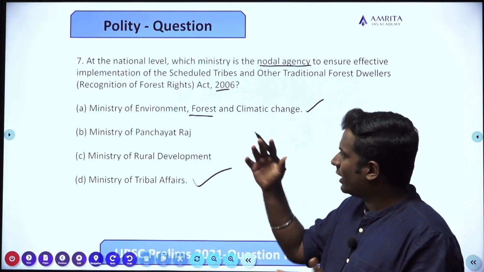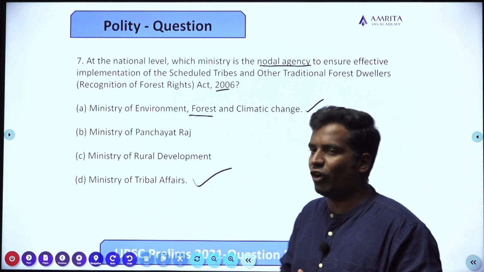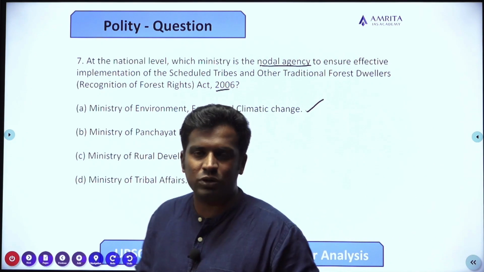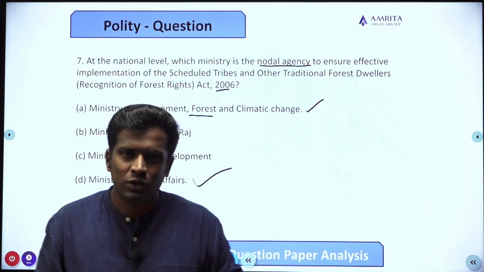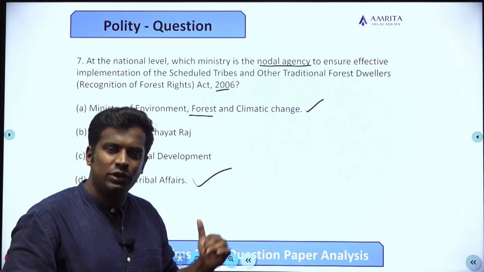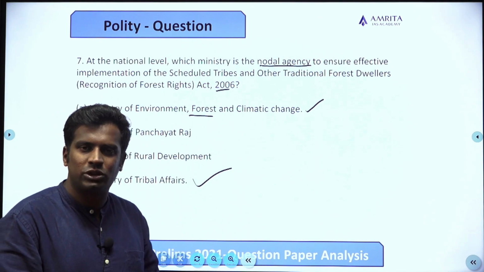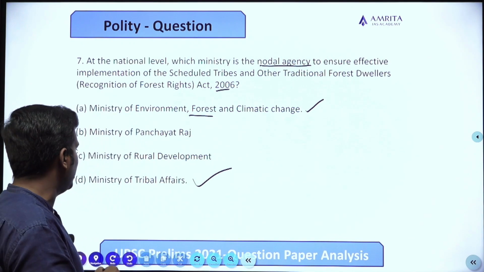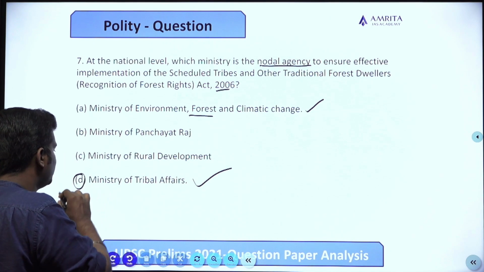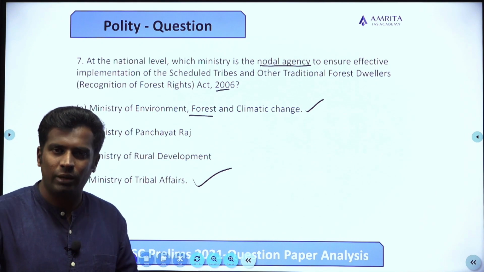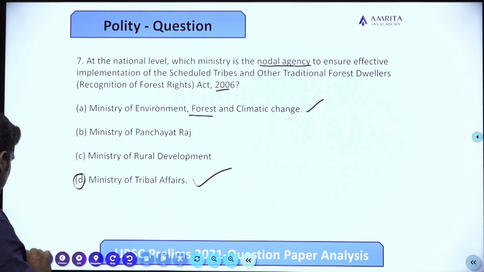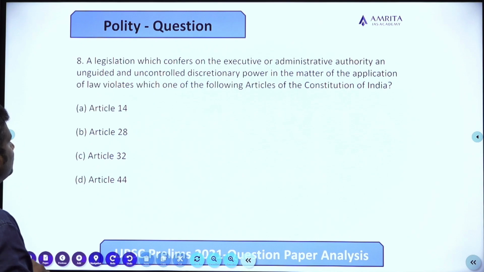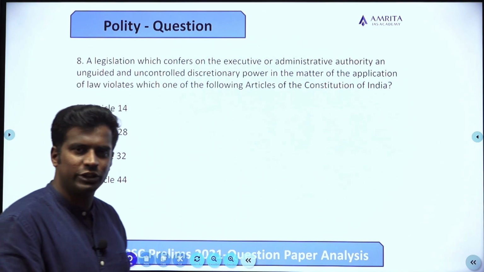It is about the rights of the scheduled tribes and traditional forest dwellers, the rights they possess over the land in which they have been living for decades, centuries, even millennia. So this is talking about those rights. So it is not a matter of environmental protection, but rather it is about the rights being given to tribals. So the answer for this question is option D, Ministry of Tribal Affairs. Okay, so that is the answer for question number 7. Let's go for question number 8.